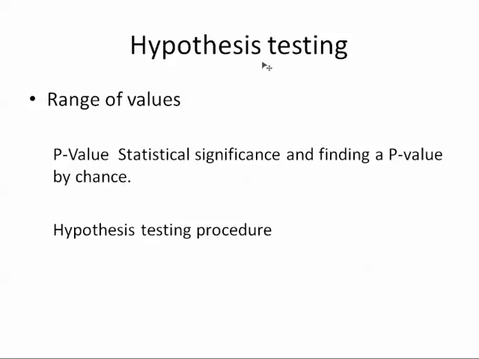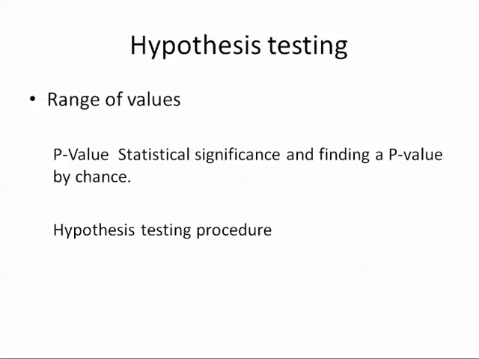One of them is you can create a range of values, and looking at that range of values, it kind of gives you an idea whether the information you're looking at is in that range or not, and how significant it is when it's in that range of values. Or you can calculate the p-value, and that's got a statistical significance, and you're finding the p-value by chance, okay? And that tells you how likely it is to find that p-value by chance. That's what we will use in our hypothesis testing.